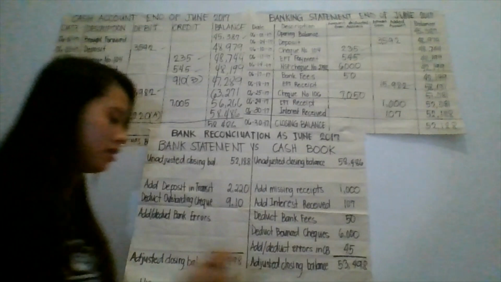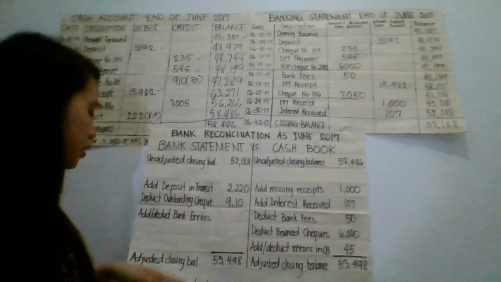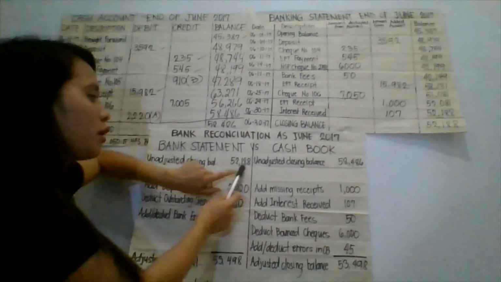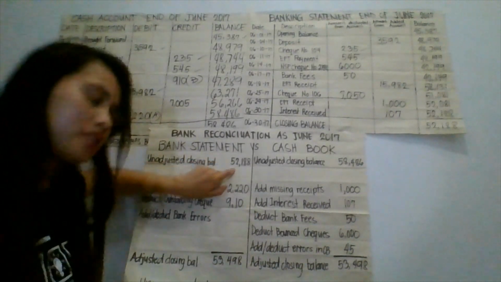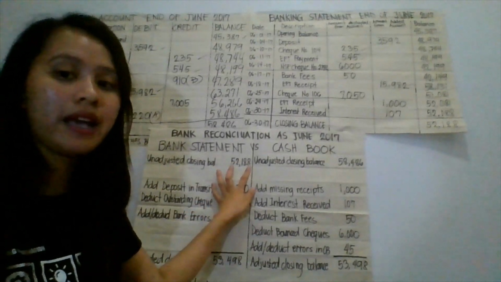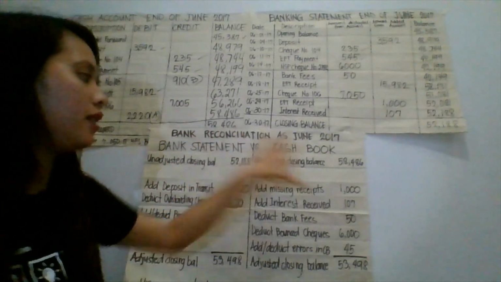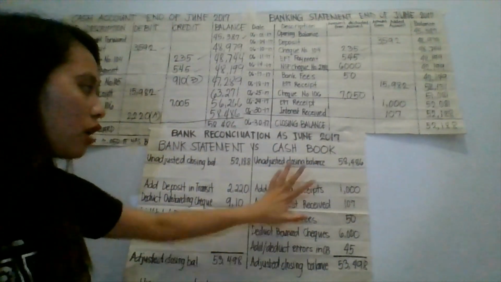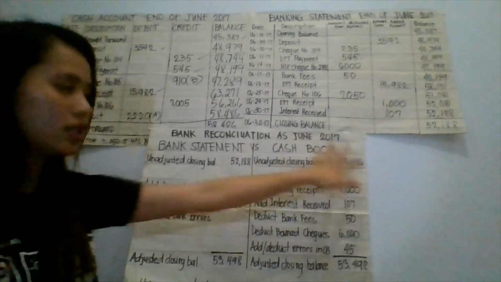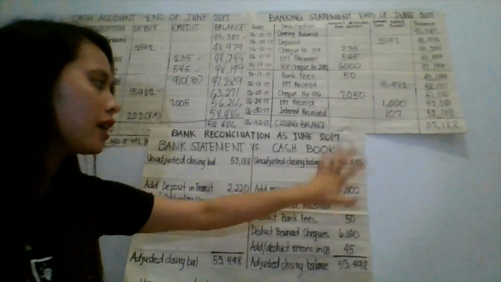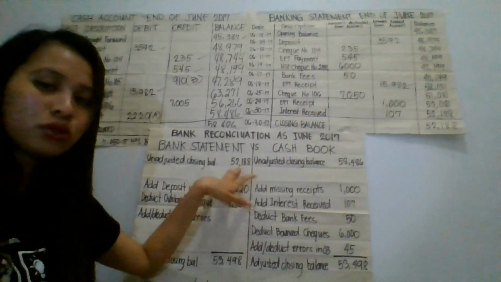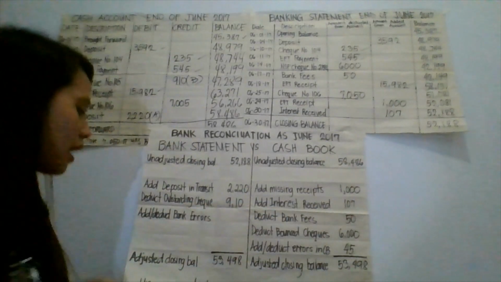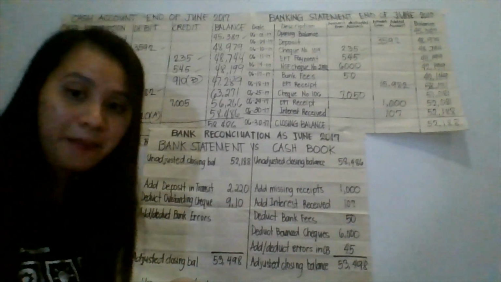So it's 45 pesos. Now, by the way, for you to find the unreconciled amount, this is the unadjusted closing balance. We have unadjusted 52,188 pesos for our bank statement and 58,486 for our cash book. Now, these two, you're going to subtract 52,188 from 58,486, so that will be equal to your unreconciled amount.